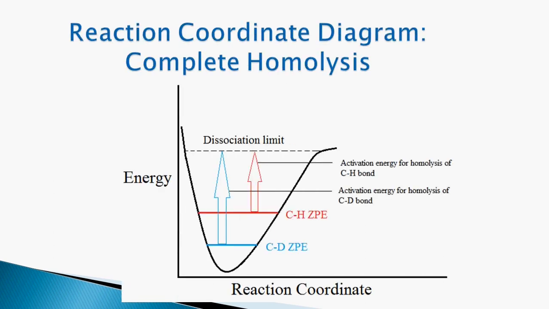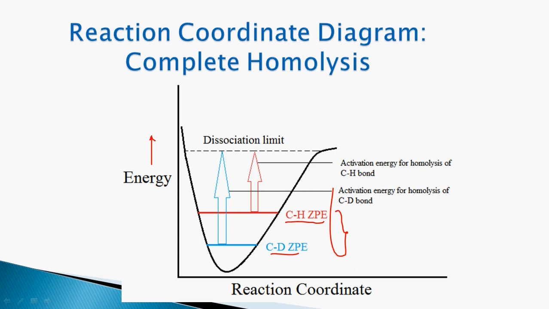Here is a reaction coordinate diagram which represents complete homolysis at transition state. The very same diagram was discussed 2 slides back. Reaction coordinate on x-axis, it has potential energy on y-axis and a potential energy well, and here it shows CH and CD zero point energies, and these are the zero point energies in case of reactants.